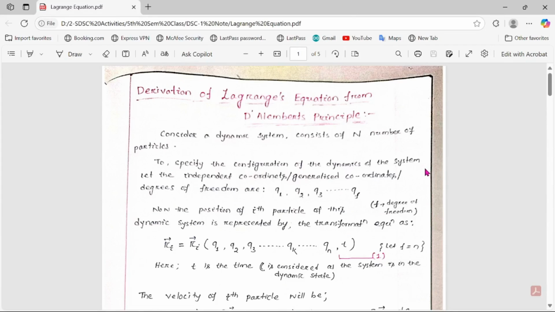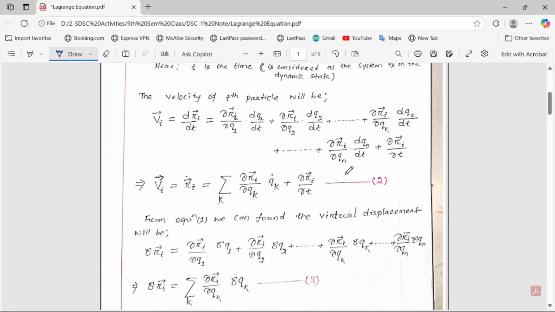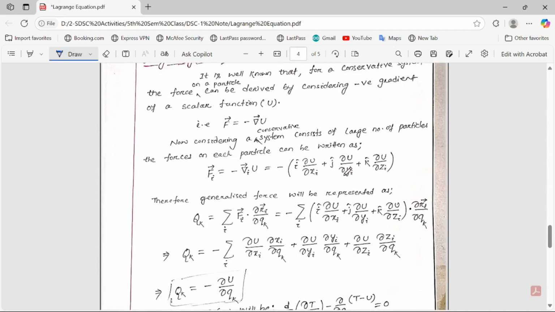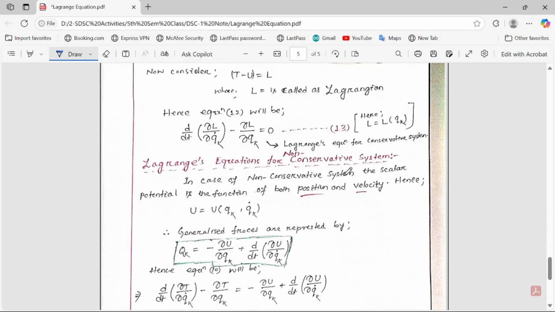Okay, hello everyone. In our last class, we discussed in detail the derivation of the Lagrange equation from D'Alembert's principle. We found that in the case of a conservative system, the Lagrange equation is represented by d by dt of del L by del Qk dot minus del L by del Qk equal to 0. Here, Qk is the generalized coordinate and L is called the Lagrangian of the system.